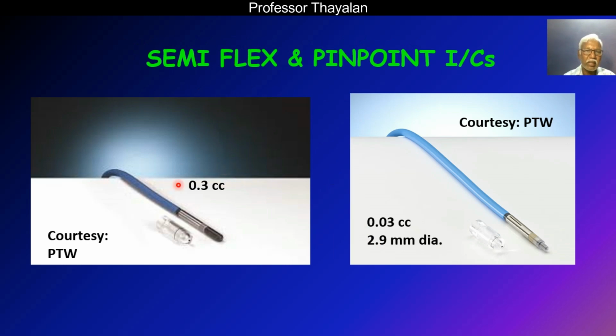So this is the semi-flex ion chamber having a volume of 0.3 cc, and this is used in water phantom measurements, RFA, radiation field analyzer. We use this type of chambers. The other one is pinpoint ionization chamber having a 0.03 cc with a diameter of 2.9 mm. This is used in small field dosimetry, especially when we go to field sizes less than 5 by 5. We use this type of meters, especially for precision radiotherapy.